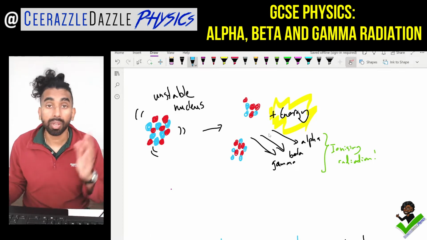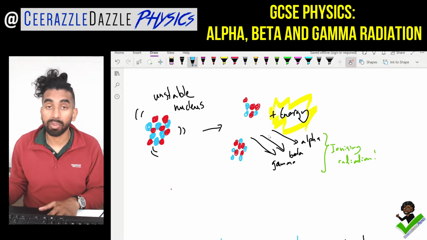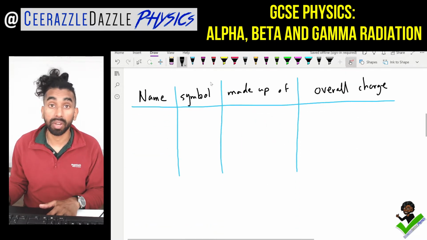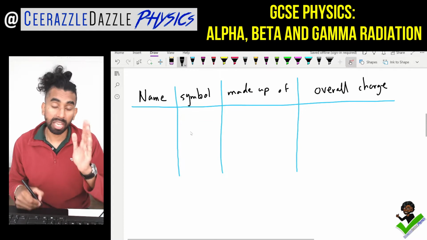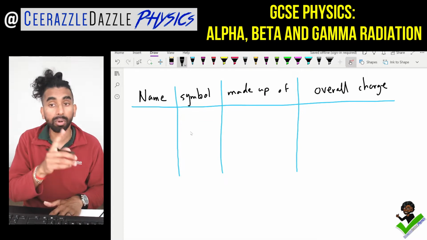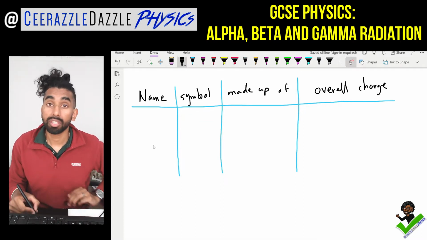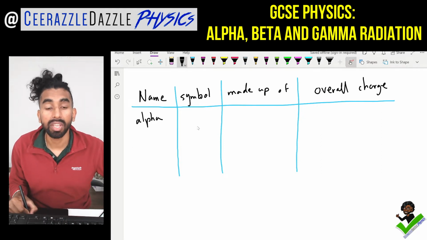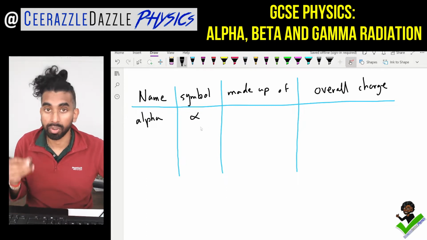Right, so what exactly is alpha, beta, and gamma radiation? Well, they are the following. We're going to scroll down now and define them. Here's my table. I've got name, symbol, made up of, and overall charge. The first one we're going to talk about is alpha radiation. The symbol is going to be here, the Greek symbol.